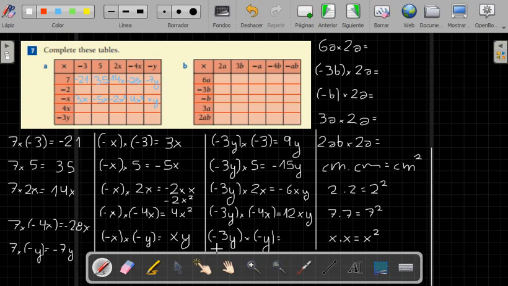Now, here we have the same letter repeated 2 times. So, let's start with the signs. Negative multiplied by negative, it's going to be positive. We only have one number, which is the 3. And y times y is y squared.